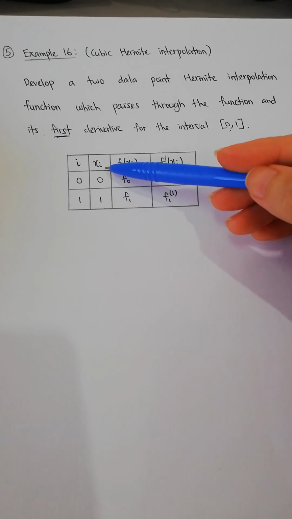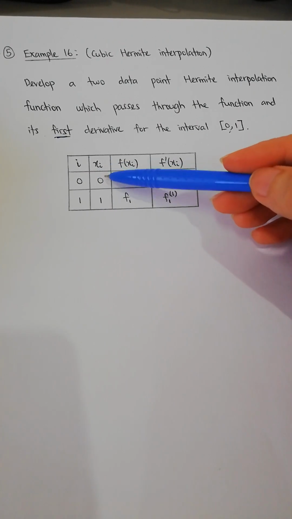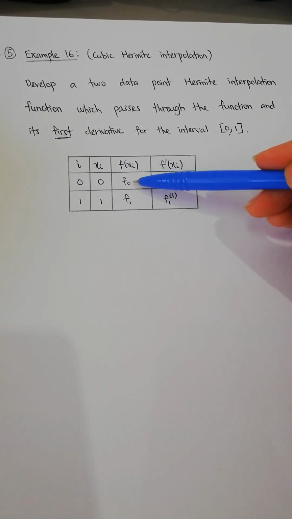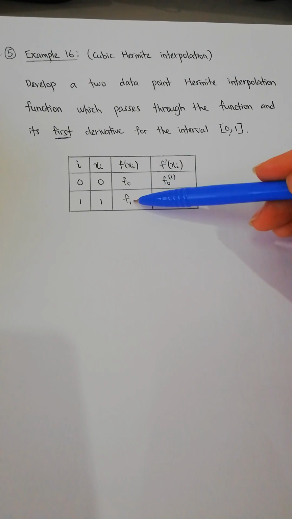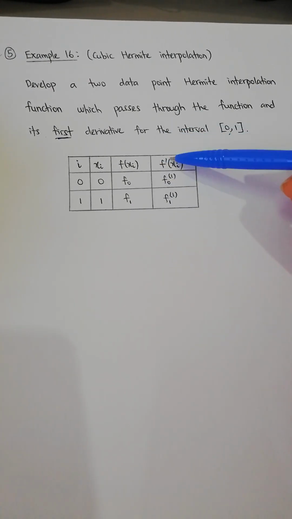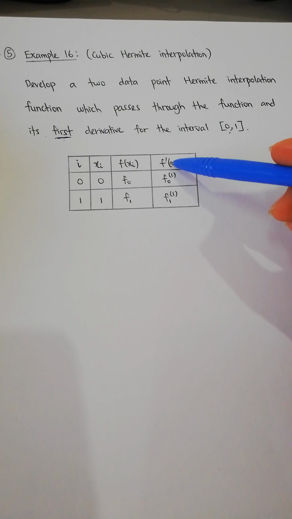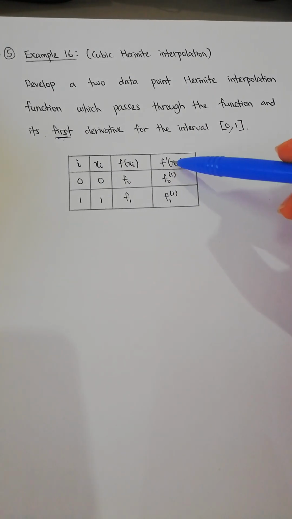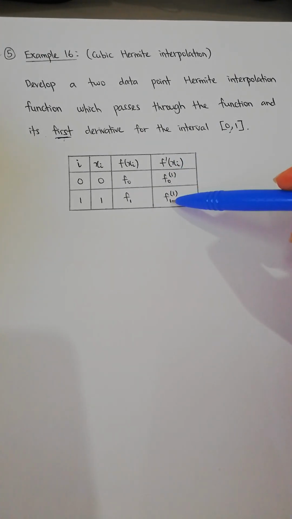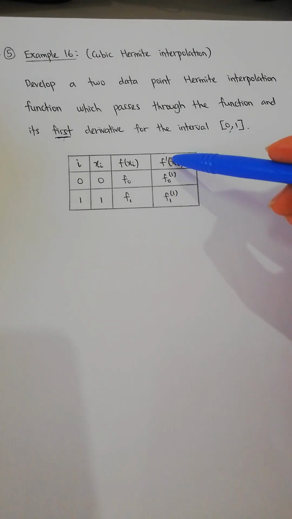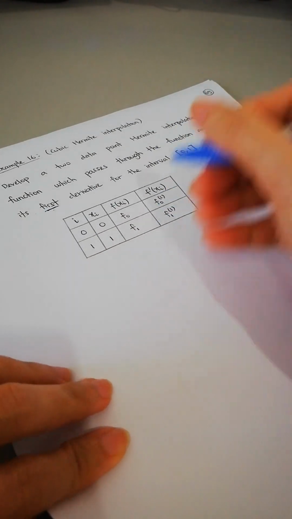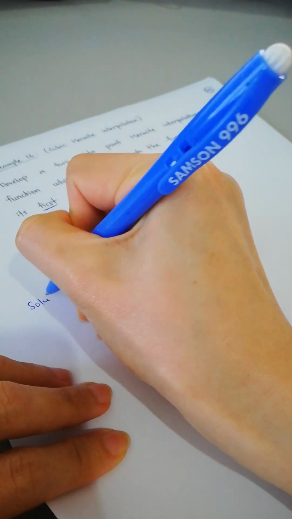Can you see that you are given x0 equal to 0 and x1 equal to 1, and f(x0) is given as f0 and f(x1) is given as f1. And this is your f prime, the first derivative. So f prime(x0) is f0', and f prime(x1) is f1'. Okay, so now we know that. I'm going to write down the solution here.